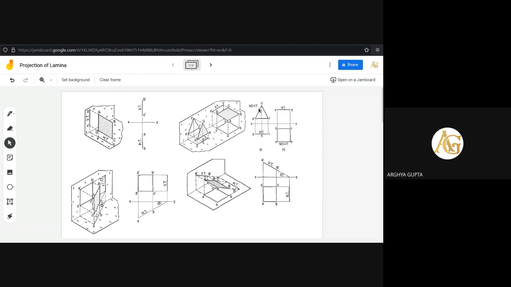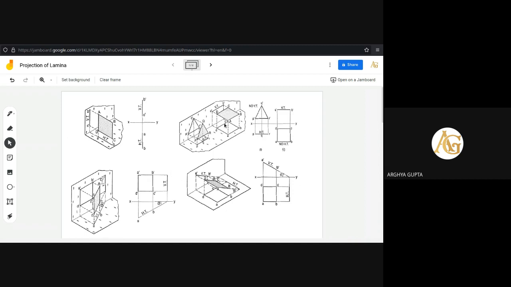So no VT, no vertical trace, as it is not appearing as a line. But in the horizontal plane, it is appearing as a line, isn't it? So it will be appearing as a line in the horizontal plane and as a true shape of the triangle in the vertical plane. Why is it called parallel? I am repeating again, because all the points on the surface of the lamina are at equal distance from the vertical plane. That's why it is parallel to the vertical plane.